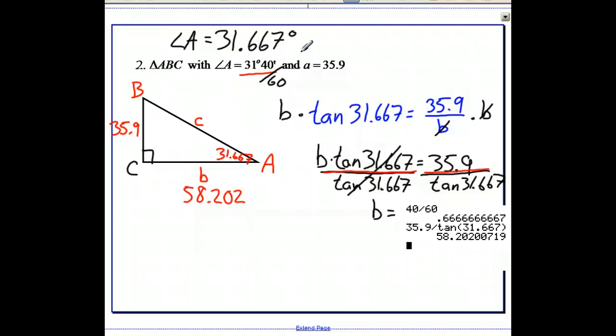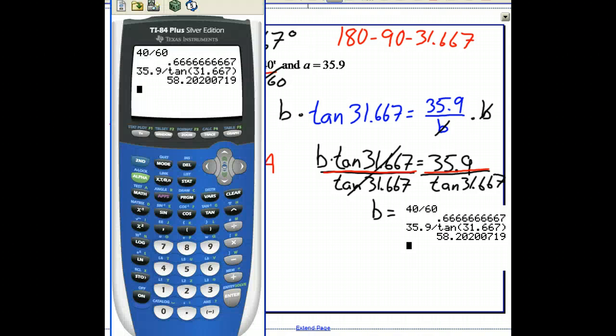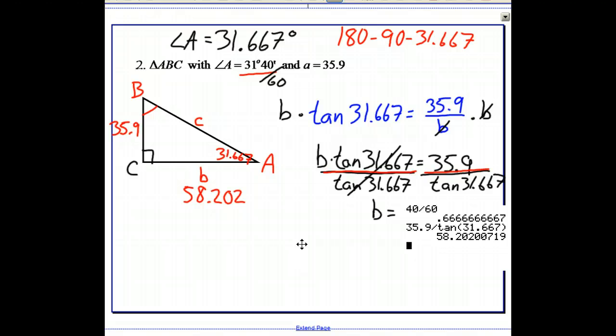Well, once again, we can find angle B by subtracting 180 minus 90 minus 31.667. And that one I don't know off the top of my head, so I'm going to use a calculator. 180 minus 90 minus 31.667. We get 58.333. So angle B is 58.333.